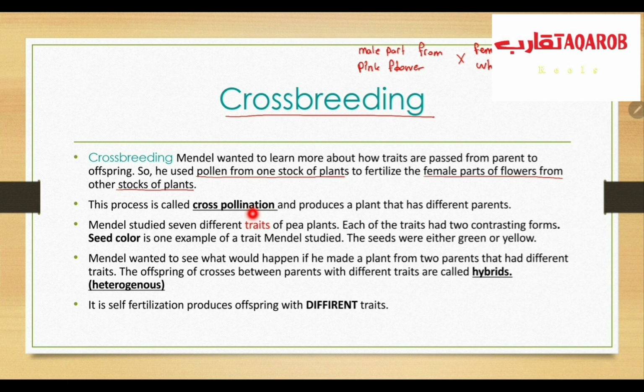Okay, so this is what crossbreeding means. This process is called crossbreeding, and this process produces a plant that has different parents. So here we have different parents with different genetic traits.